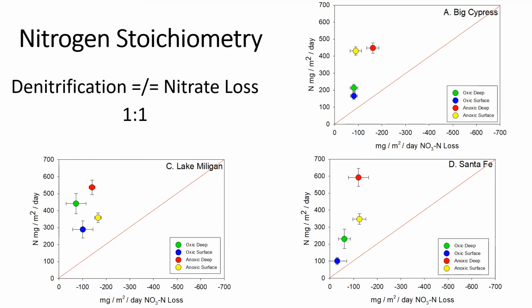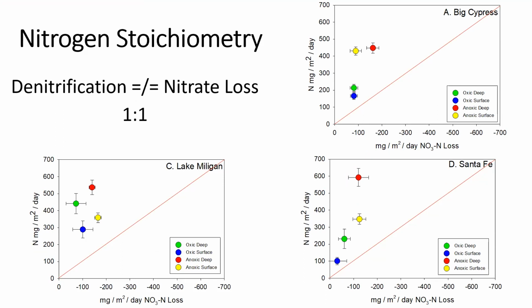And here on the y-axis, this will be our measure of denitrification by field site again, whereas on the x-axis, this is our measure of nitrate loss in milligrams per meter squared per day. And if there truly was a 1-to-1 relationship, we'd expect these points, representing our different treatment combinations, to lie somewhere along these red lines.